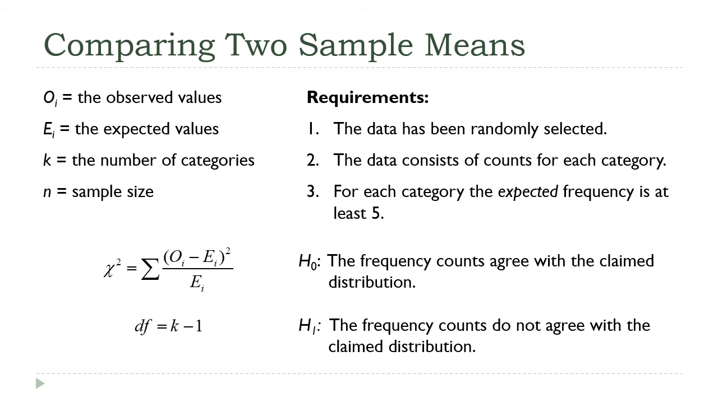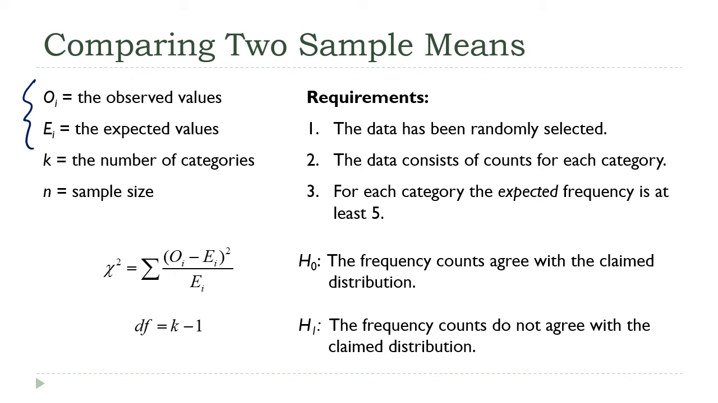So I've got all the key elements of our test here. Starting on the left side, the O and E values are the observed and expected values. Those are the frequency counts. The O values come from the sample, and the E values are calculated based on the sample size and the expected percentage frequencies. K is the number of categories. That would be the number of colors in my M&M's example. And N is the sample size, just like it always is.